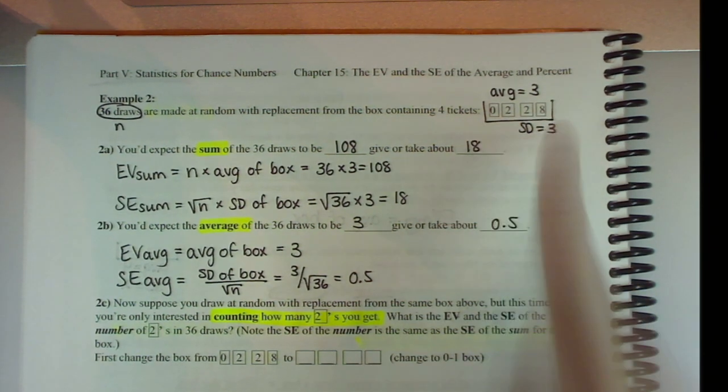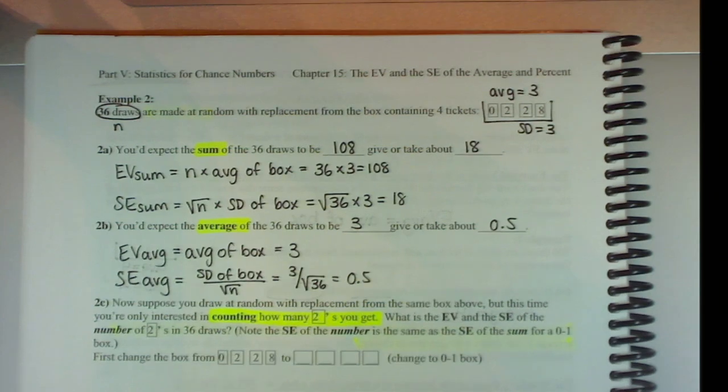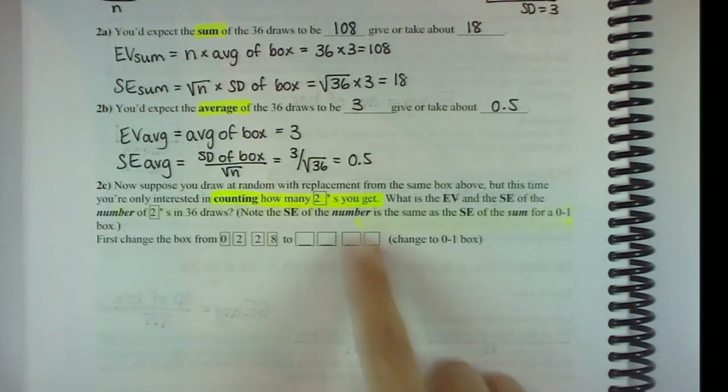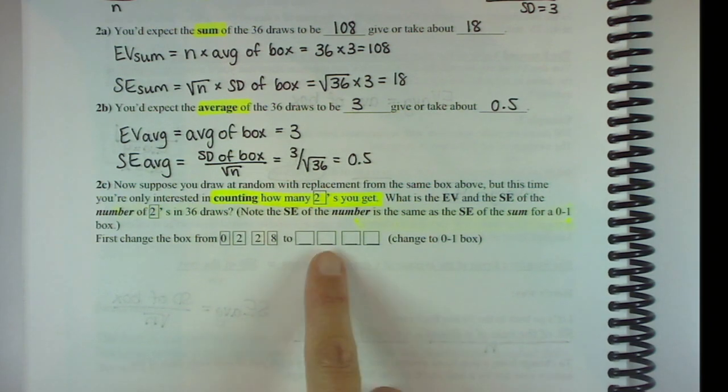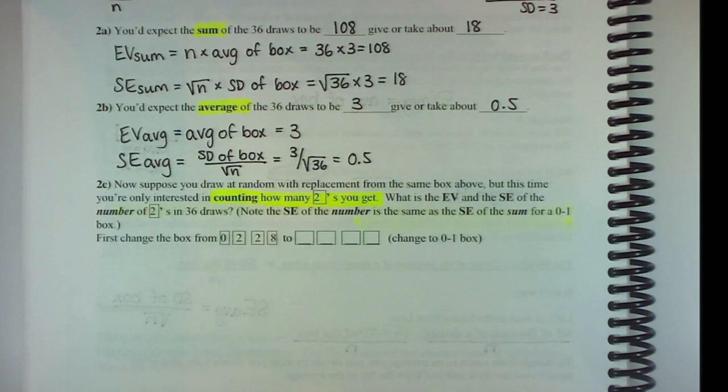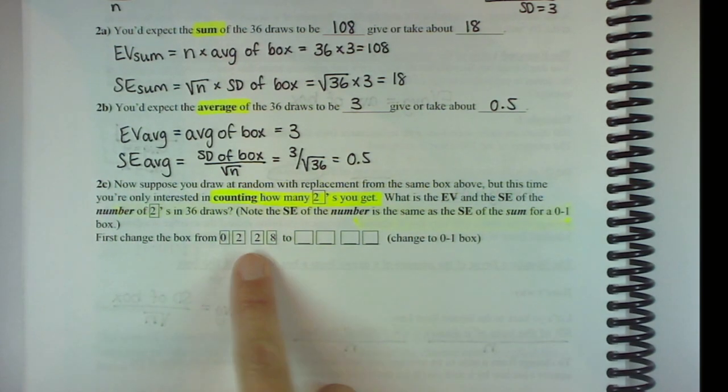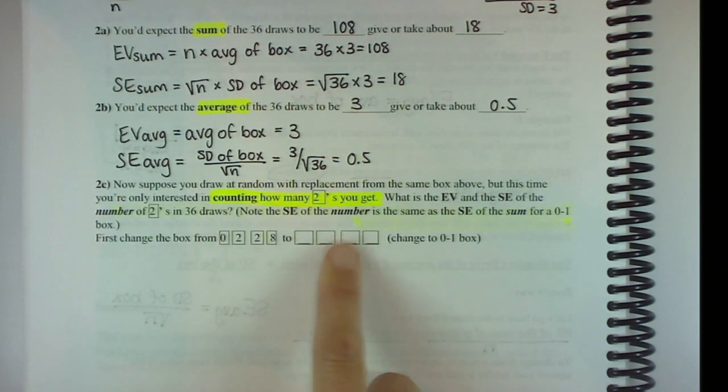If I get an 8, I didn't get a 2. So it says, first our hint is if we're counting the 2s, then counting means we're going to add them up, right? Sum, we're adding up how many 2s I get, counting them up. It doesn't say anything about average, so we don't have to deal with average. It says we should change our box to a 0, 1 box.